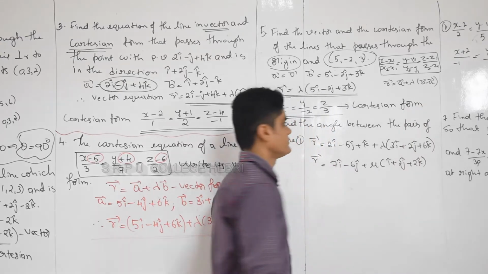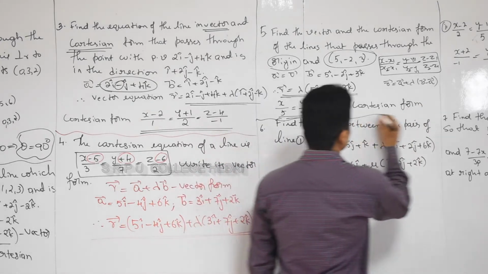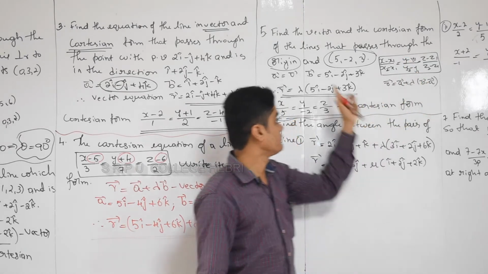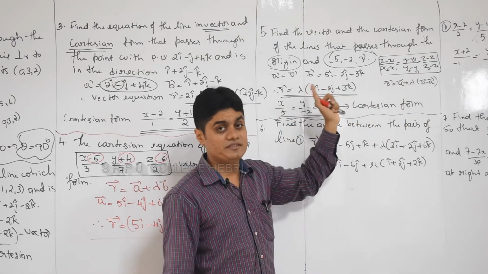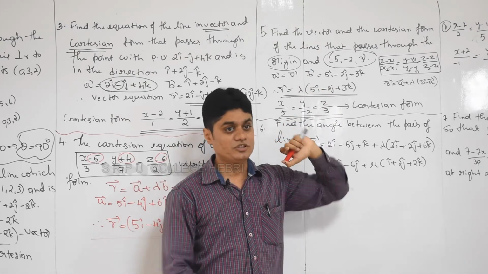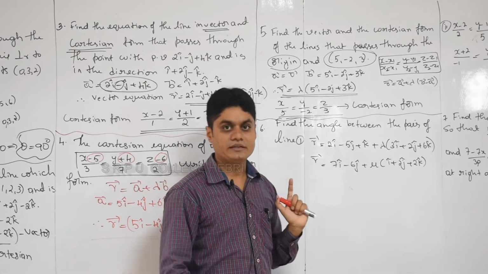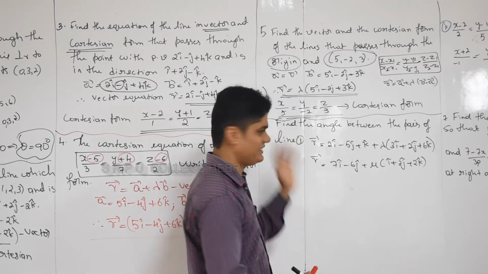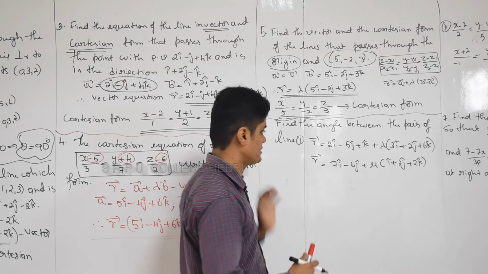So this is the equation of the line passing through 2 points in Cartesian and vector form. This part is very easy because one point is 0, 0, 0, so it is very easy to complete. Understood? Yes, very good. So I am moving to the next question, a simple question.